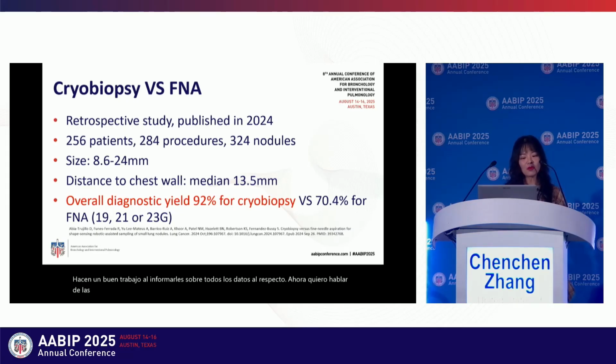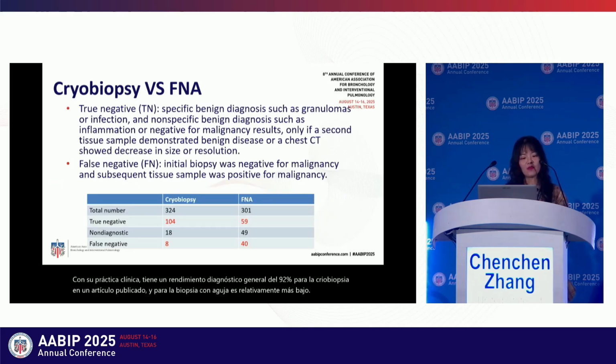For example, cryobiopsy. Cryobiopsy is certainly very helpful and very easy to use, as you know from your clinic practice. It has an overall diagnostic yield of 92% in a published paper, and for the needle biopsy, it's relatively lower. Then let's dive into that paper and talk a little bit more about the true negatives and false negatives, because that's more relevant to our topic of non-malignant pulmonary nodules.